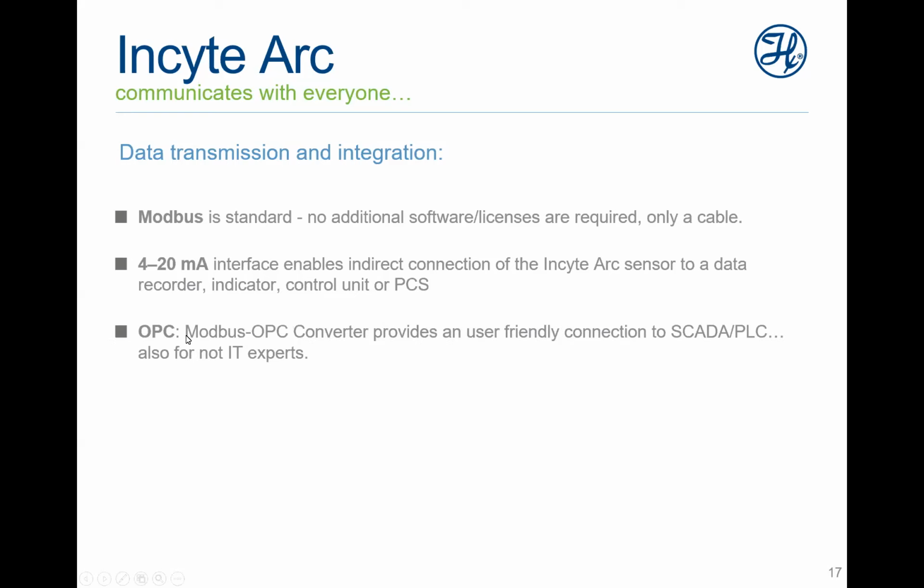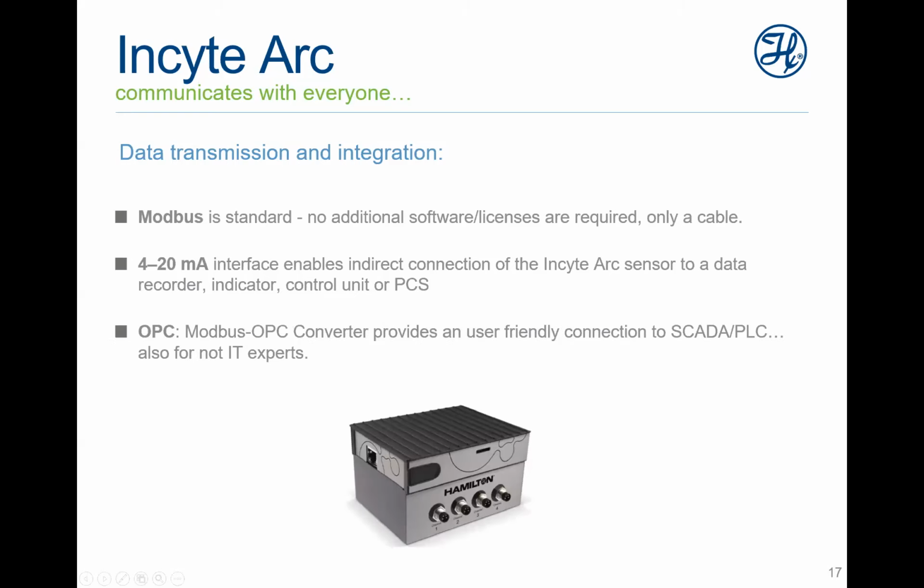And last but not least, all measured values can be transmitted via OPC to a process controller or to a SCADA software. OPC connections sometimes require some effort and expertise. Hamilton therefore offers a very convenient and simple solution, the Modbus OPC converter, which allows even non-IT specialists to connect up to 4 different probes to an external device via OPC. So this is an external device for a very comfortable OPC connection of 4 sensors.